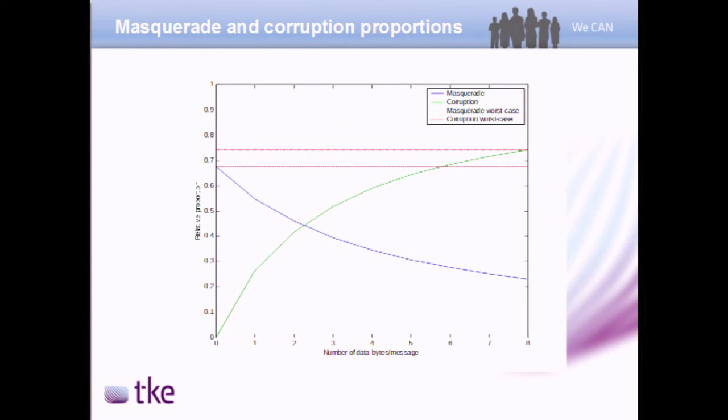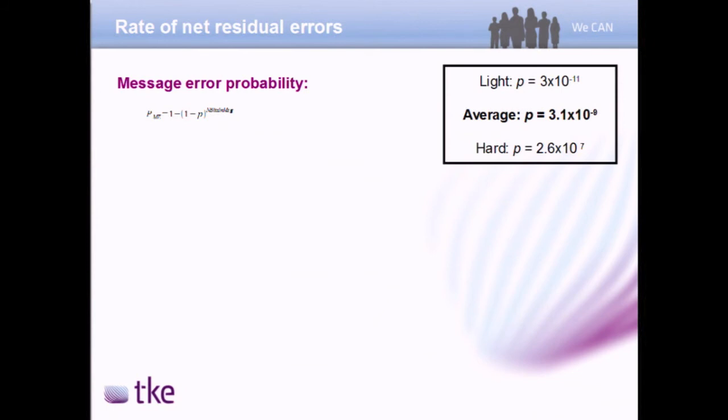And the absolute worst case values are here for masquerade and corruption failures. As you can see, as long as we are using the worst case values, we are very pessimistic, so we are on the very safe side. And then the big picture. This is the very common knowledge of how to get from bit error probability to masquerade error probability.